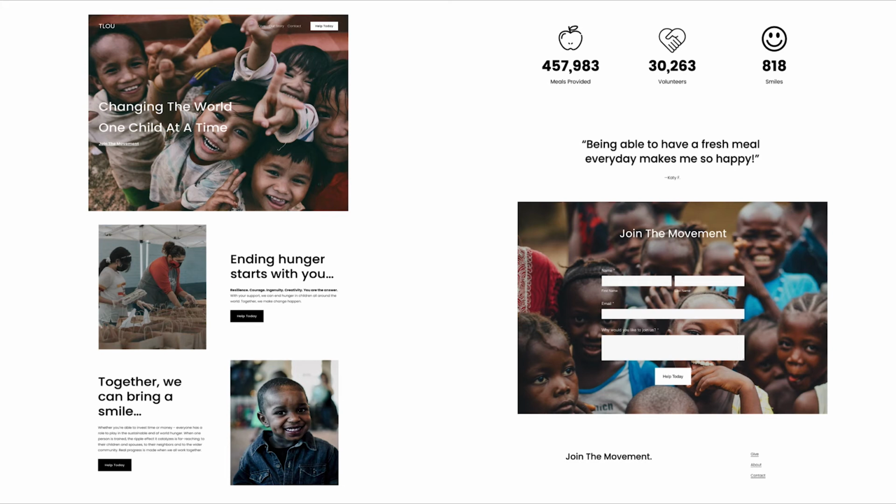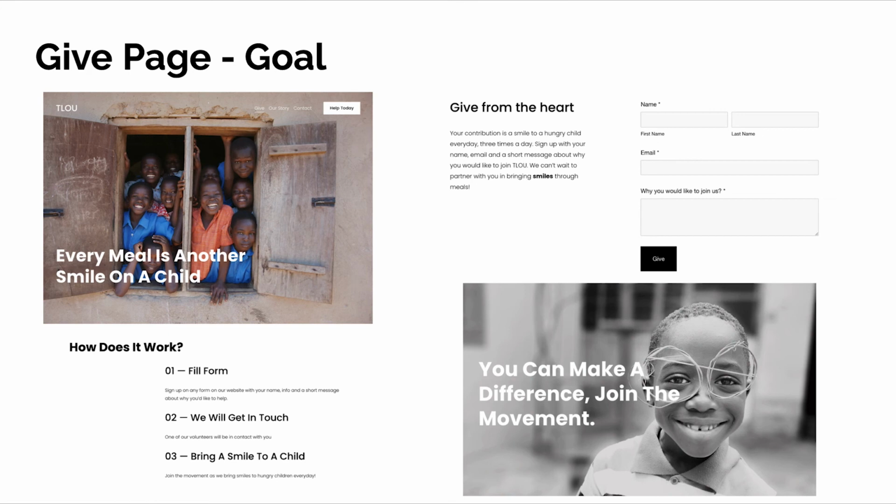And then this is just the give page or the goal page, where the goal was to get people to get to this page, and then a sub goal was to get people to actually fill out the form and want to be involved, want to donate to the organization. So here are the different versions.